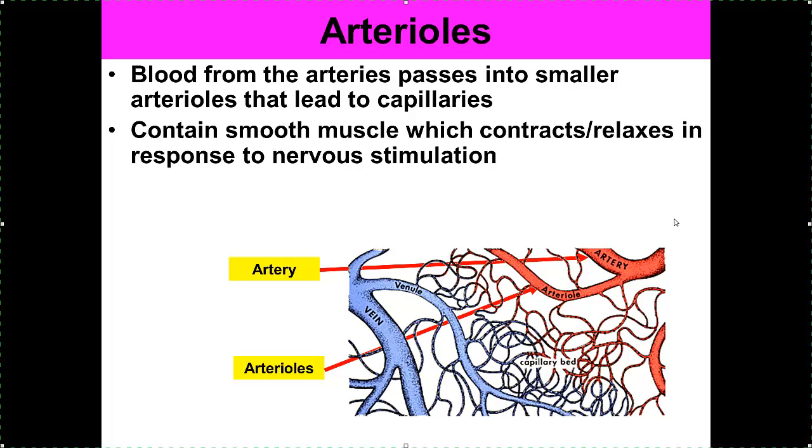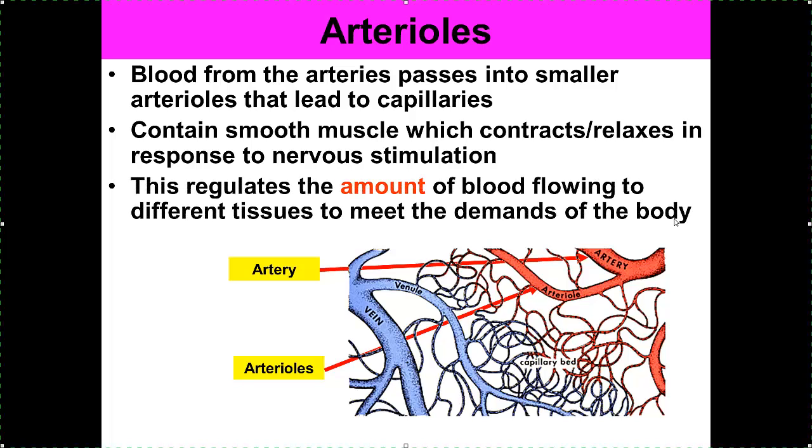Remember, arteries contain smooth muscles which contract and relax in response to stimulation from your nervous system. This contraction of smooth muscle cells regulates the amount of blood flowing to the tissues in your body. So if you're working hard, there's more muscle contraction, and if you're not working as hard, there's less smooth muscle contraction.